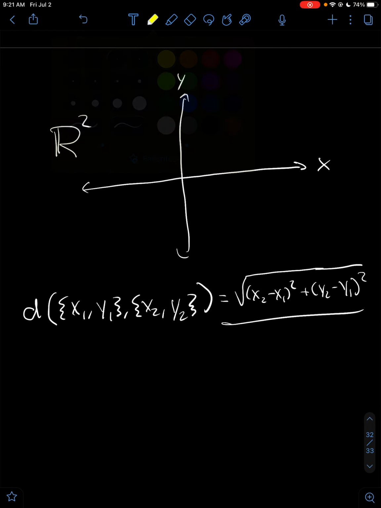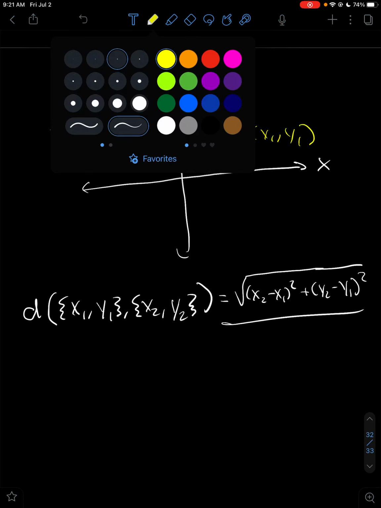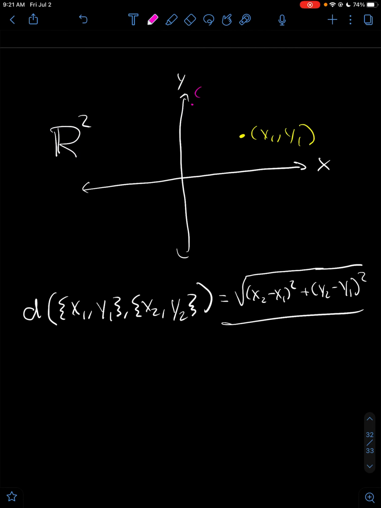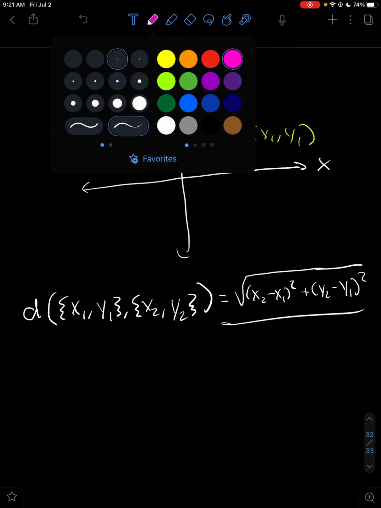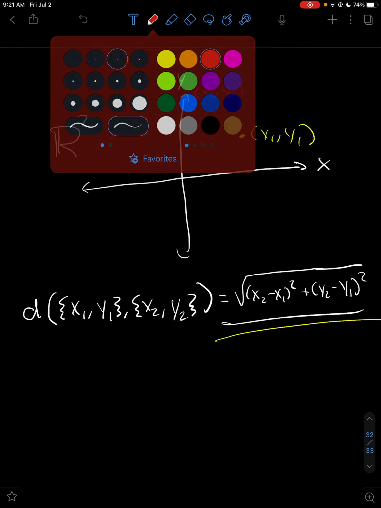So I have some point here, right? This point is like, say, x1, y1. And then I have some other point. Let's call this point x2, y2. The distance between these 2 points is going to be this over here. This may seem a bit weird to you, but it's literally just the Pythagorean theorem, right? Because this is a straight line.